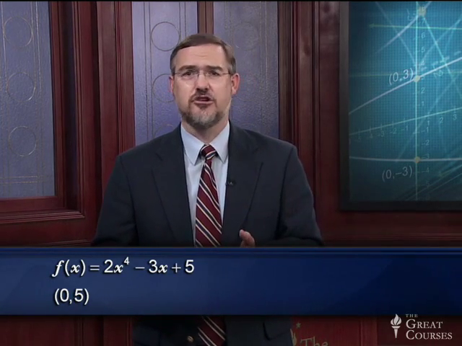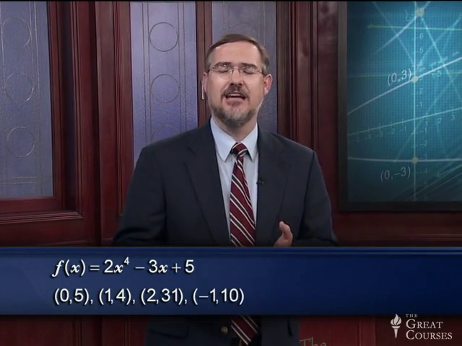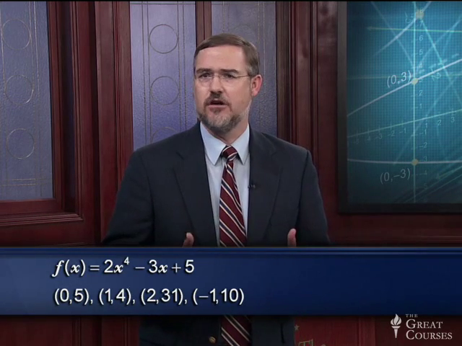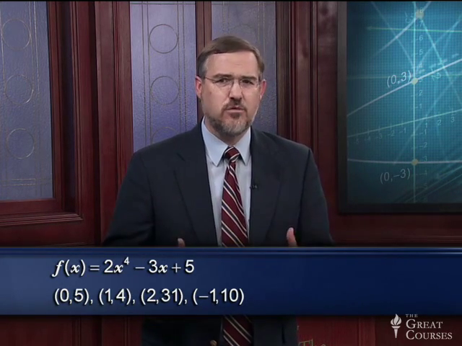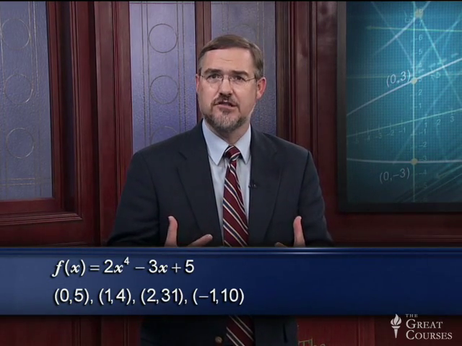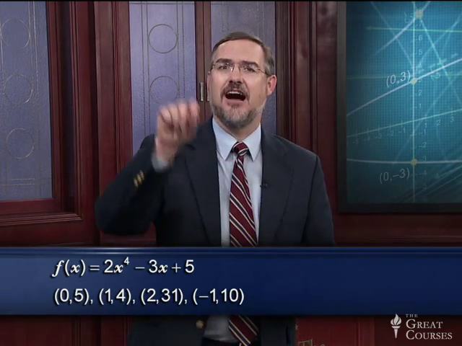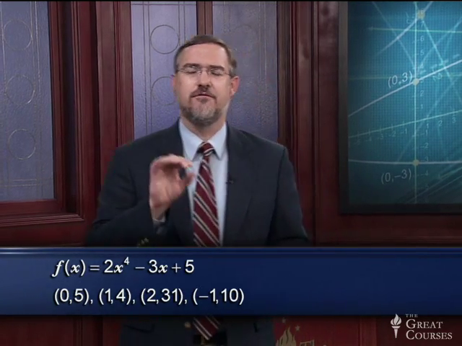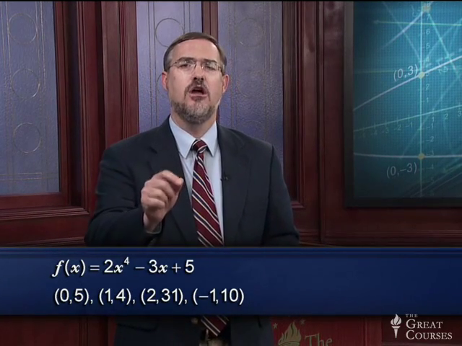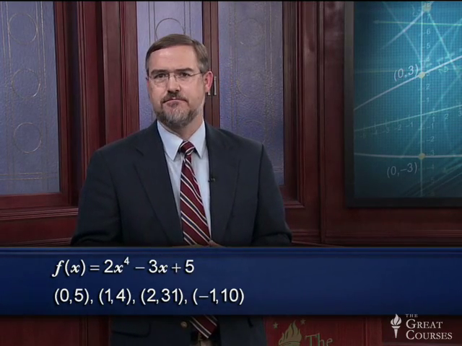And now we know that it also goes through (1, 4), (2, 31), and (-1, 10), given the information that we just built a moment ago. And one of the best ways to sketch the graph of a function is just to plot a bunch of the points. We just found 4 points, in fact, in that example, and then just connect the dots. So evaluating a polynomial function quickly at several values of x can be very, very helpful when we're trying to visualize the graph of a function.